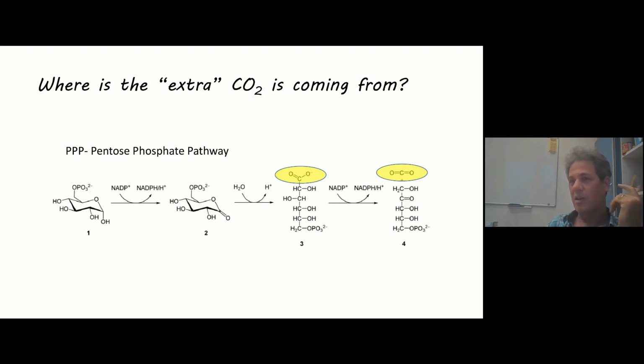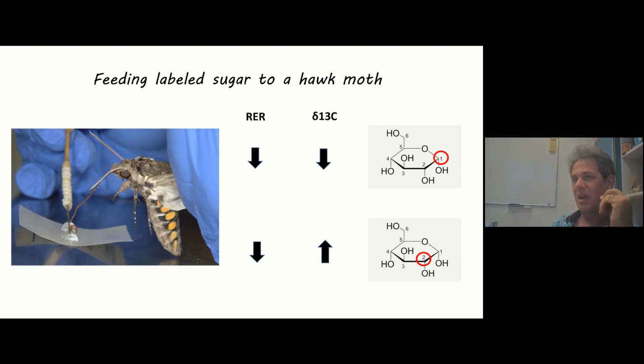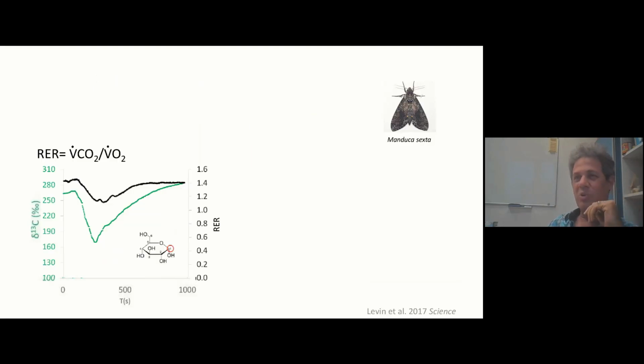What we did next was feed the hawk moths 2 different labeled sugars. First, we fed them glucose labeled on carbon number 1. We expect that if the RER goes down, there will be less labeled carbon, so the delta C13 will be lower. And if we then feed the hawk moths glucose labeled on carbon number 2, when the RER goes down we'll have more labeled carbon, because we'll have less unlabeled carbon from carbon 1. I'll show you the results, and it will help you to see.